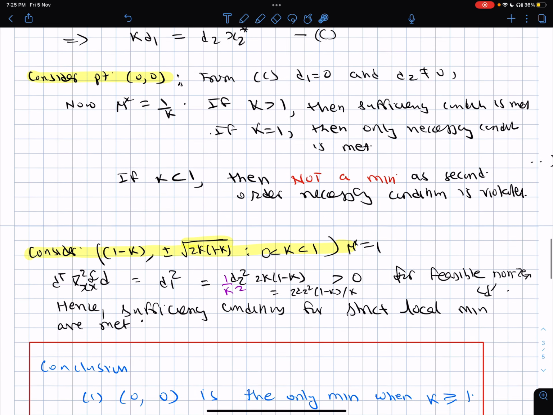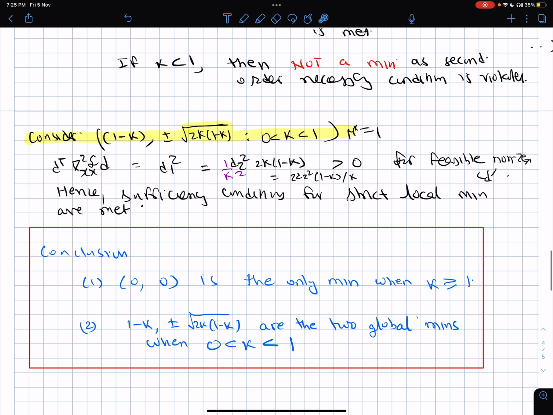And hence the sufficiency conditions for a strict local minimum are met. So to conclude, 0, 0 is the minimum only when k is greater than or equal to 1, and 1 minus k, plus minus under root of 2k into 1 minus k, are the two global minimums. This is also a global minimum. It is clear from the geometry when k is strictly between 0 and 1. I think with this I will stop this lecture here. Thank you.